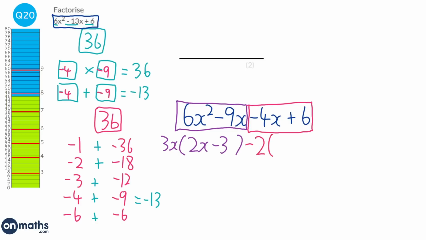So we're going to divide out the minus 2, so that would be positive 2x. Now we've got to be careful here, because what times minus 2 is 6? Well, it's going to be minus 3.